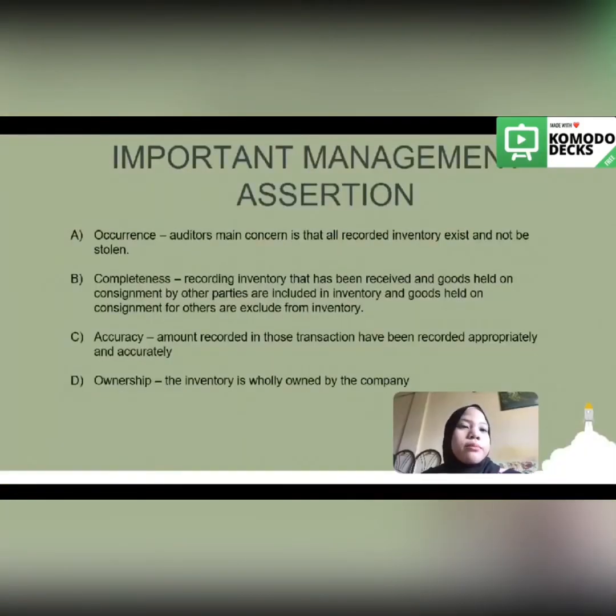Okay, now we go to important assertions in inventory management and relevant audit procedures. The first important management assertion is occurrence. The auditor's main concern is that all recorded inventories exist. Therefore, all the inventory is recorded for receipt or for use and has not been stolen. So that is the main concern for the auditors for occurrence.